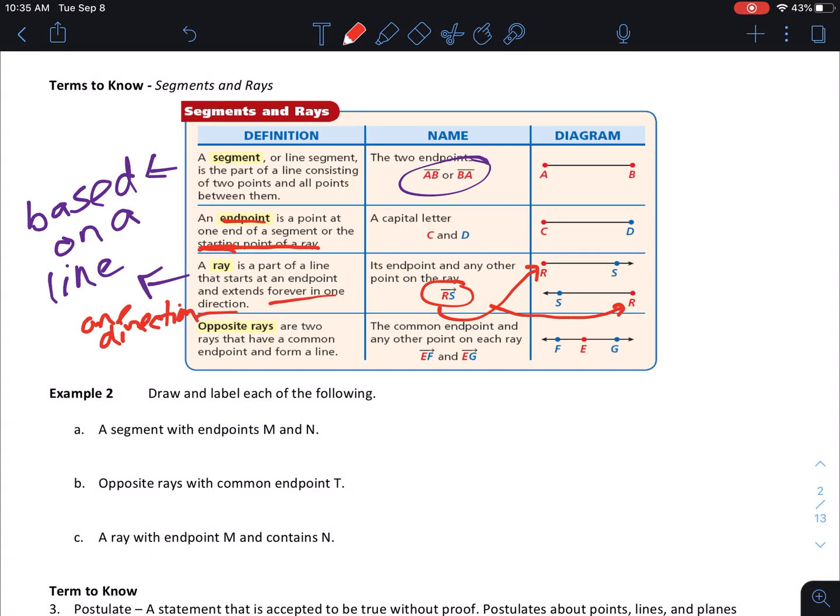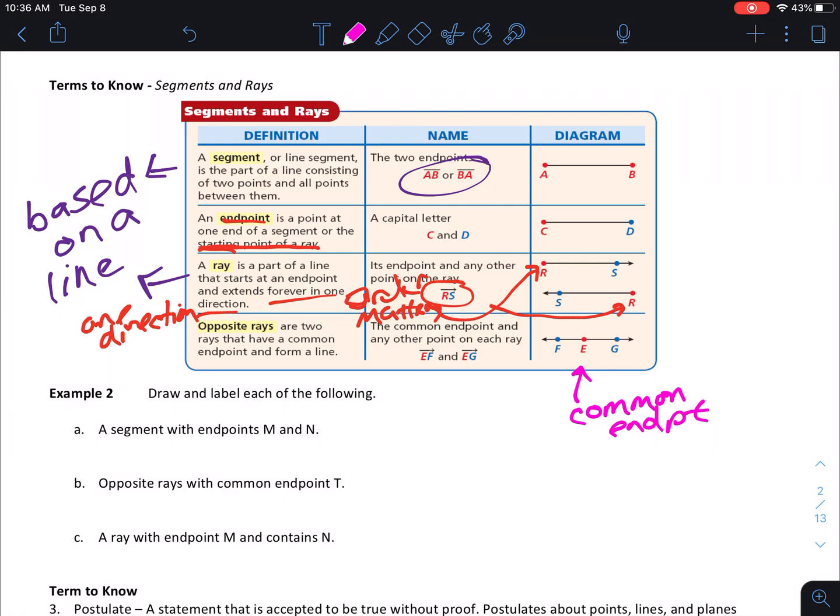Because it extends forever in just one singular direction. The order matters. The order of the letters matters. Order matters. Okay? Finally, opposite rays, if you look at this picture, I mean, it's really similar to a line, but it has this common endpoint in between there, okay? So keep in mind that opposite rays have a common endpoint and they actually do form a line.